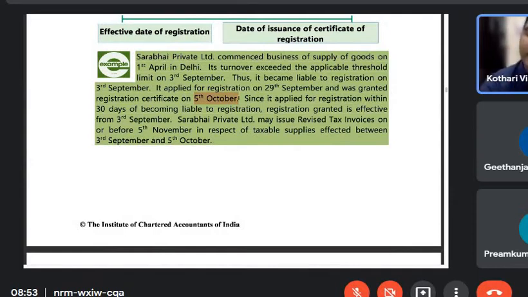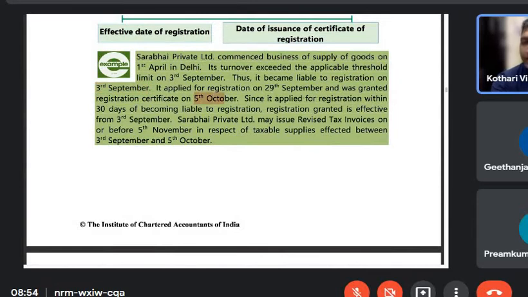Because till that time, registration has not come. When has he become liable? 3rd September. So what is the option available? He has to issue the revised invoice for the invoices issued between 3rd September and 5th October.